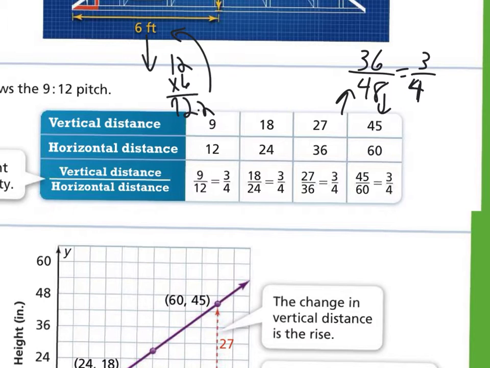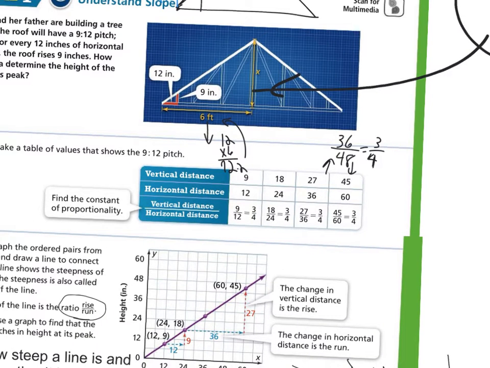Technically, to get to the 9 and 12 that we had, if you go up 3 and over 4, up 3 and over 4, up 3 and over 4, if you do that 3 times, altogether you went up 9 and over 12. So you could actually just keep going up 3 and over 4, and that would take you to any point along this roof.